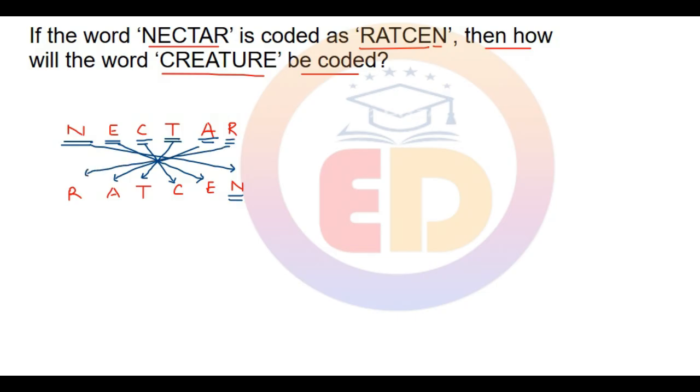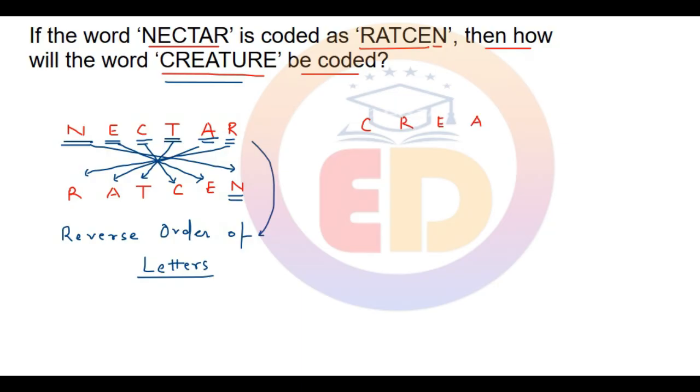So basically, if you notice, they have written the codes in the reverse form or reverse order of letters. The codes are made by writing the letters in the reverse form, a very common code. And we have to apply the same reverse form to find out the answer of the code of creature. Let's write down the word creature. And now, to find out the code, just write down all the letters in the reverse order.